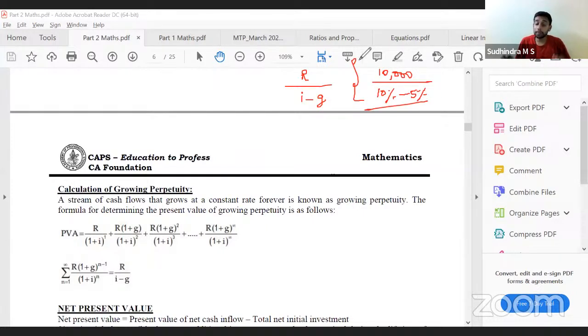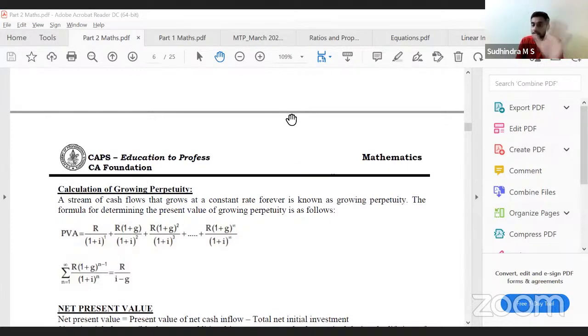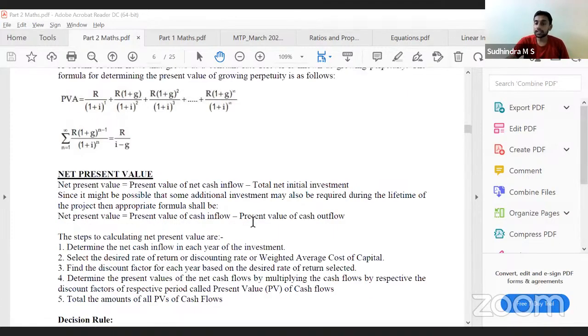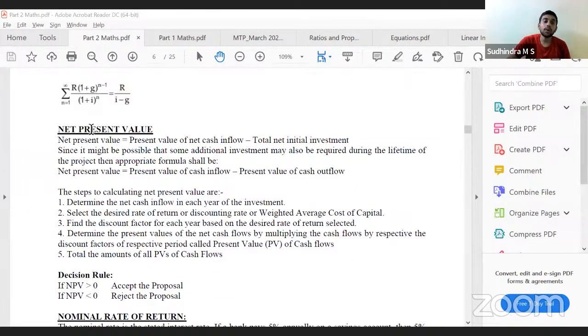So present value of perpetuity normally is interest or returns divided by the discount rate. But if there is a growth involved in the perpetuity, then it would be returns or interest divided by i minus g, the growth rate. Okay. Then net present value, what I was discussing in investment decision making, not so important now, but it is very important in intermediate. Net present value is present value of cash inflow minus total initial investment that I'm doing now.